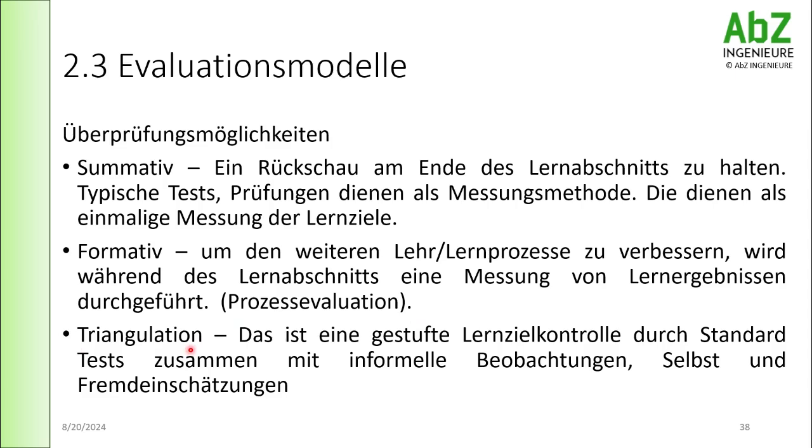Then you have triangulation. This is one level up, or difficult, to find out how the learning goals are achieved. This is done through standard tests along with informelle Bewertungen. So that means on one way you will have a standard test, on the other way you will have a Bewertung where you will observe the classroom behavior, the teacher's behavior, the student's behavior, and then you will come up with a criteria and you will come up with an assessment.